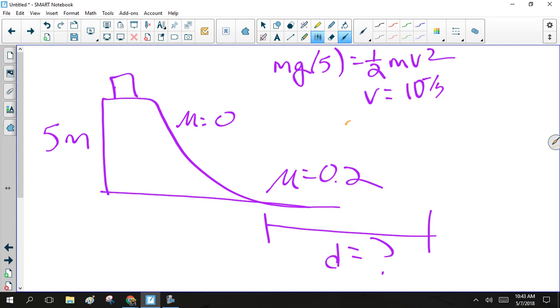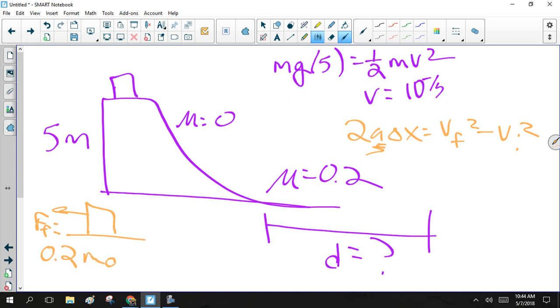so we're going to do this. 2a delta x equals vf squared minus vi squared, right? But we need to know our acceleration. So how can I find that acceleration? Force of friction, right? So make your little free body diagram. Your force of friction is going to end up being 0.2 mg, right? Which means your acceleration is 0.2 g, which is what, -2, right? Cool? All right, so that works.